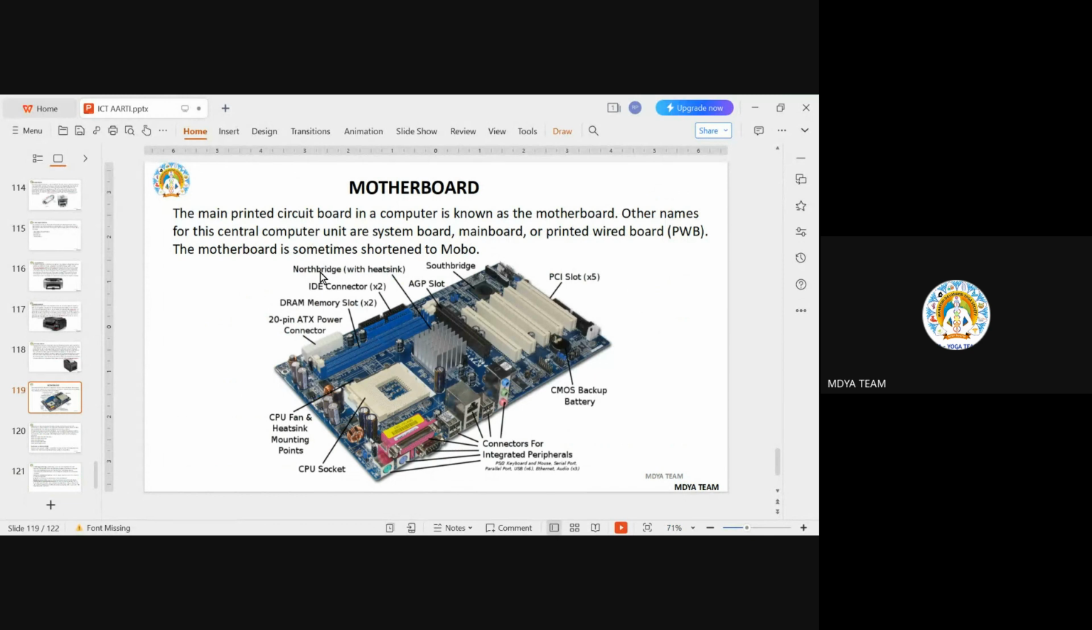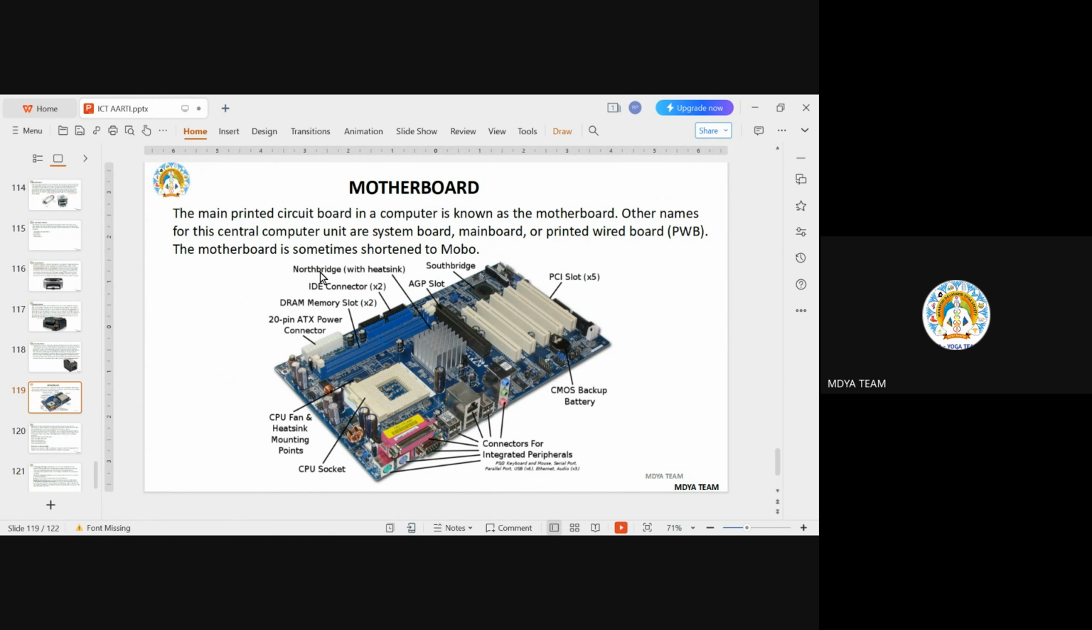A motherboard is the main printed circuit board in the computer. It is known as the motherboard because it holds all the important components, like the CPU, RAM, cache memory, and all the ROMs, and all the external devices we can connect through the motherboard. Other names for this central computer unit are system board, main board, or printed wired board.